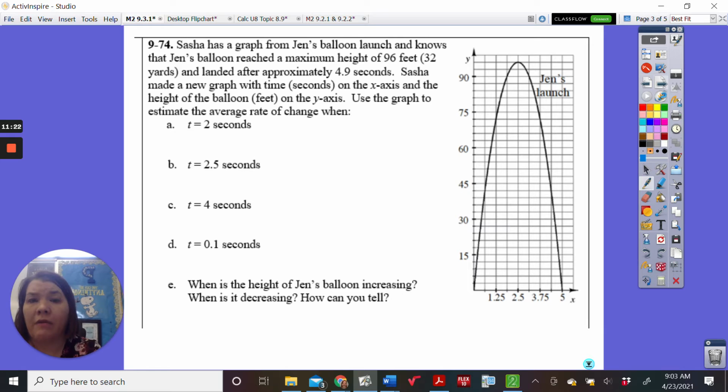Sasha has a graph from Jen's balloon launch and knows that Jen's balloon reached a maximum height of and landed approximately after 4.9. She made a new graph with time in seconds on the x-axis and the height of the balloon on the y-axis. Use this graph to estimate their average rate of change when 2 seconds, 2.5, 1, and 0.1. And so to estimate the average rate of change at 2 seconds, here's 2. So this is 1. What are they counting by? 0.75? Yeah, so that is 2. No, 0.5? I don't know what they're counting by.